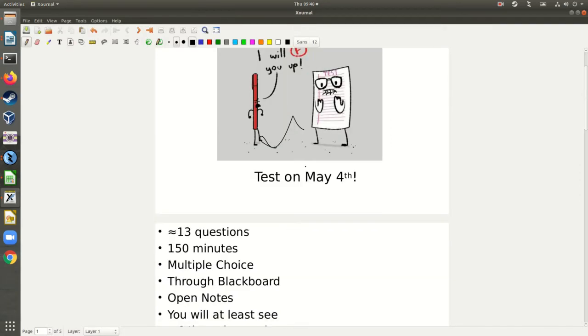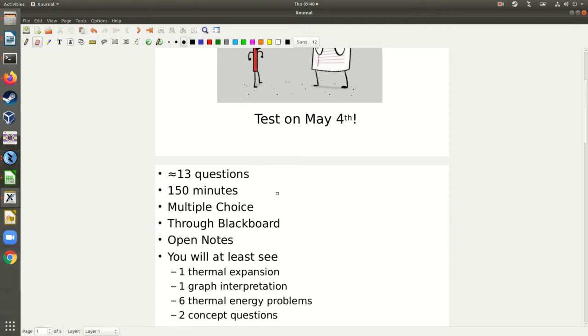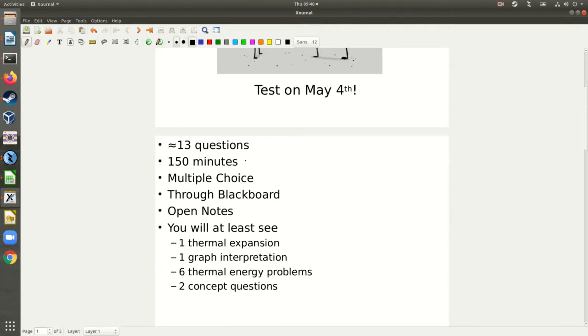Okay, so it's going to be entirely through Blackboard. And since it's your first test, I'm doing it through Blackboard. I'm going to give you 150 minutes. It's 2.5 hours. It's more than enough time to do it, because I'm basically on new territory. Never done that before. That being said, it will be multiple choice.